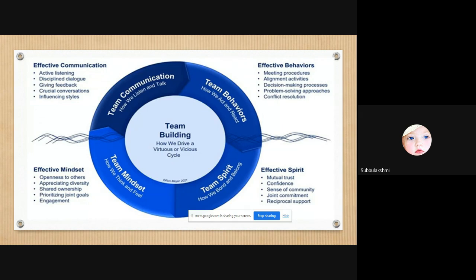So these are certain important outcomes of team communication. The next is effective behaviors, what we call team behavior. So these are how to run meetings and follow procedures, how to align, how to make decisions, how to solve problems, how to resolve a conflict. These are all behavioral patterns that students learn when they are in a team.